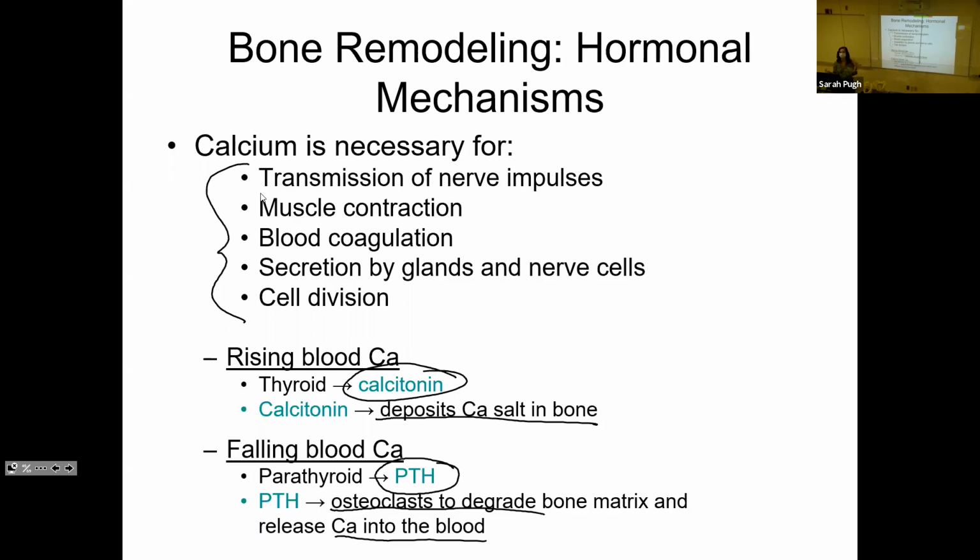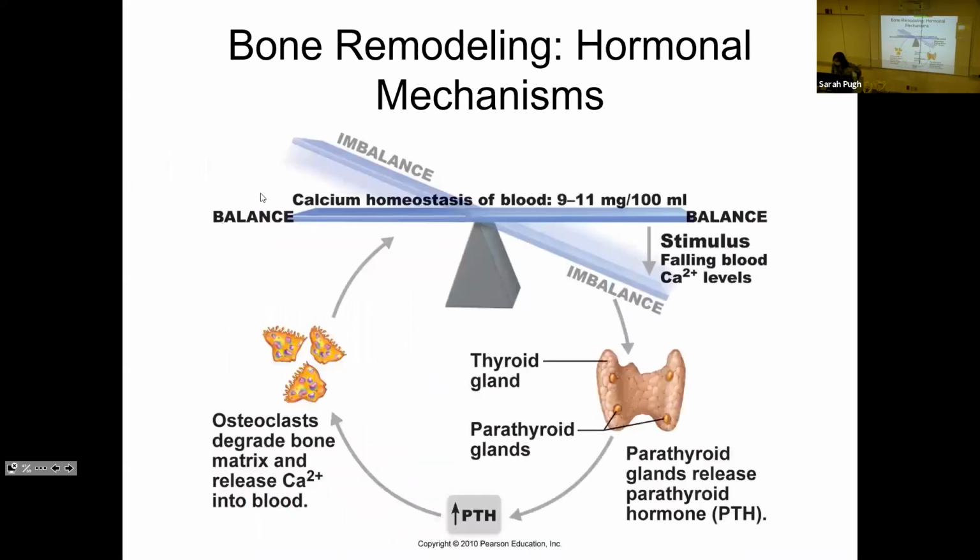Okay, so again, this is why we call it the hormonal mechanism, because there are hormones that are involved here. I'm going to star this slide because you need to know the names of those hormones. Okay, I will ask you questions on your exam. You know, what hormone gets released when your blood calcium level is elevated? And you would tell me, oh, that's calcitonin from the thyroid gland. Or I might ask you, what hormone gets released when blood calcium levels drop? You would tell me, oh, that's the parathyroid hormone from the parathyroid gland. So make sure you know the names of those hormones.